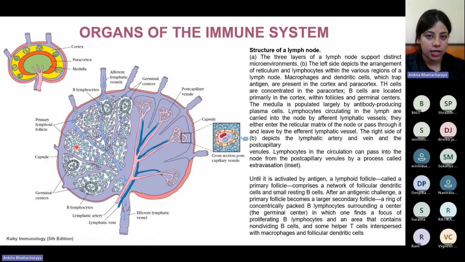When there is an antigenic challenge, which means that there is an antigen which has come in and which needs to be tackled at that point of time because of an infection that has set up within an individual system, then a primary follicle becomes a larger secondary follicle, and there you see the concentrically packed B lymphocytes surrounding the germinal center. And at the center, you have very rapidly proliferating B lymphocytes and an area that contains non-dividing B cells, helper T cells interspersed with macrophages and follicular dendritic cells.